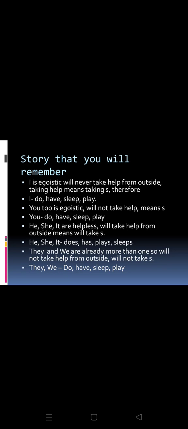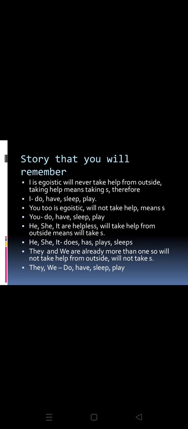But he, she, it, they are helpless. And he, she, it can be replaced by any name. It can be replaced by the name of an animal or an object. So it's going to take help, which means it's going to take S. He, she, it does, has, plays, sleeps.